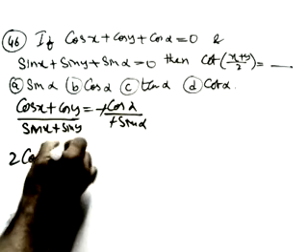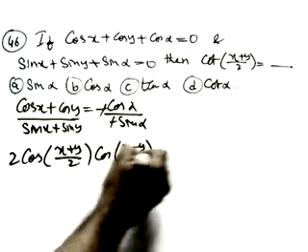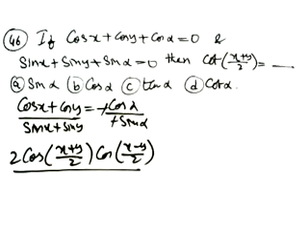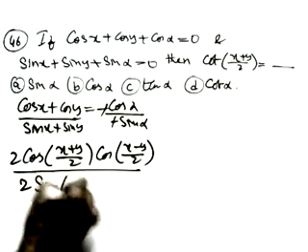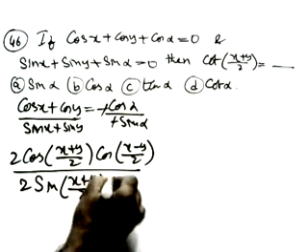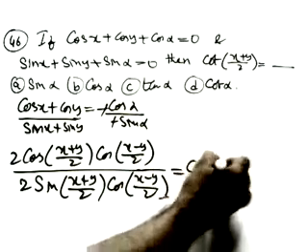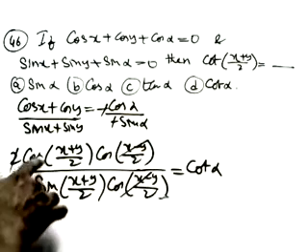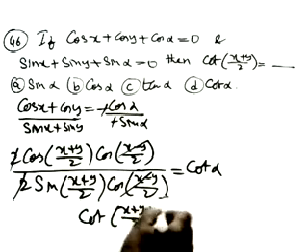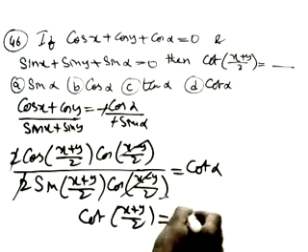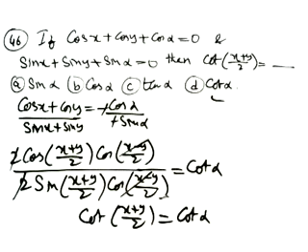Now cos c plus cos d is 2 cos (c plus d) by 2 cos (c minus d) by 2, divided by sin c plus sin d, which is 2 sin (c plus d) by 2 cos (c minus d) by 2. This 2 will get cancelled, this will get cancelled. Now cos by sin is cot. So cot of (x plus y) by 2 is cot alpha. So cot alpha is the answer.